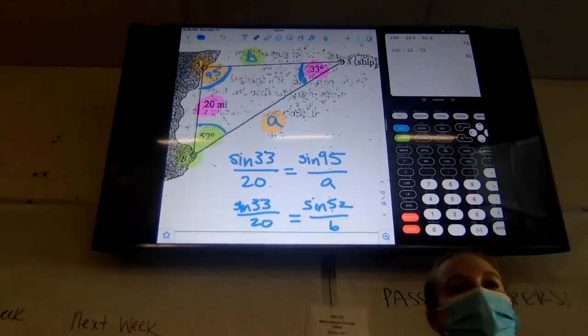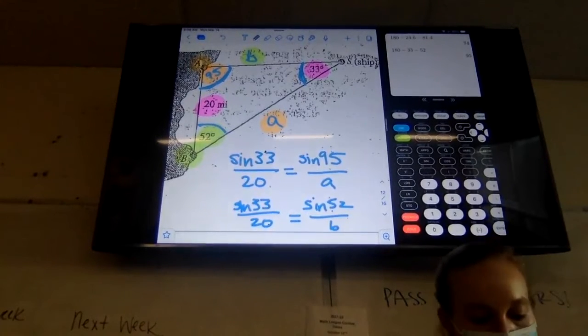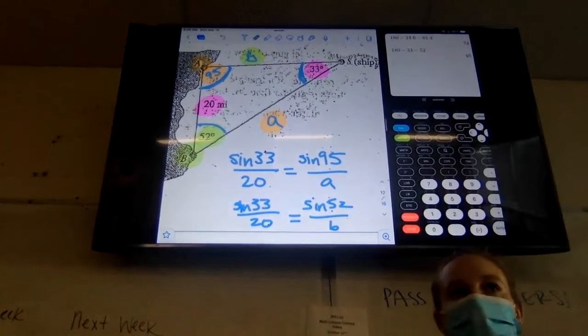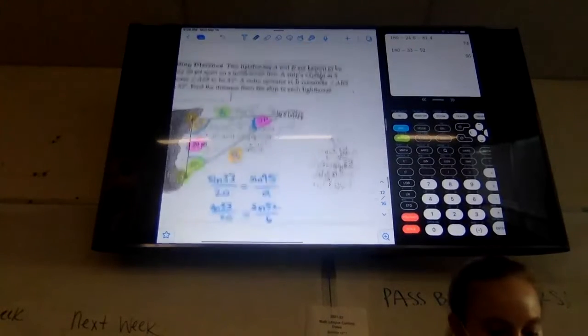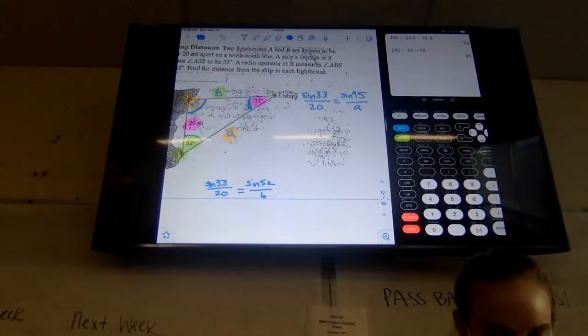So you find a and b kind of separate from each other. They do not depend on each other. So I'm going to do both of those equations independently of each other, but I'm using sine 33 over 20 for both of them. So I'll do this one over here. I'll do this one over here.